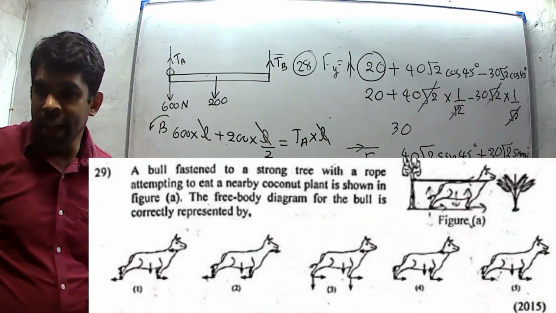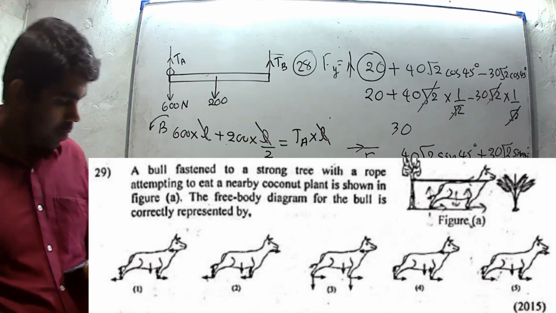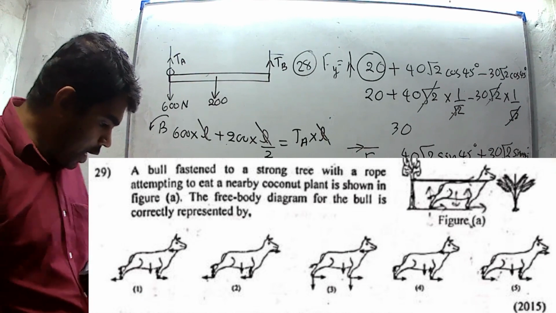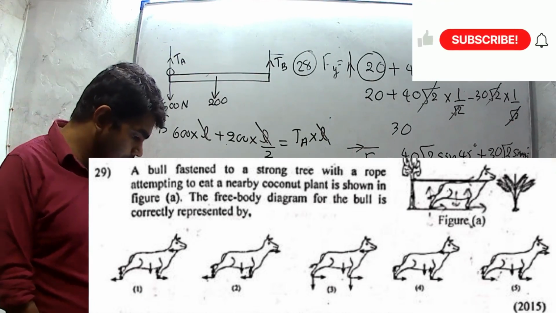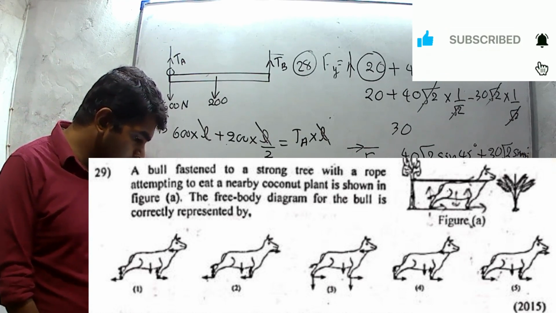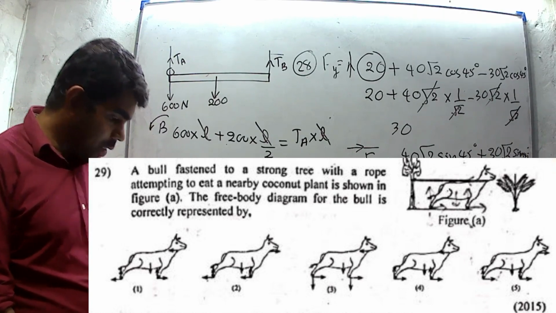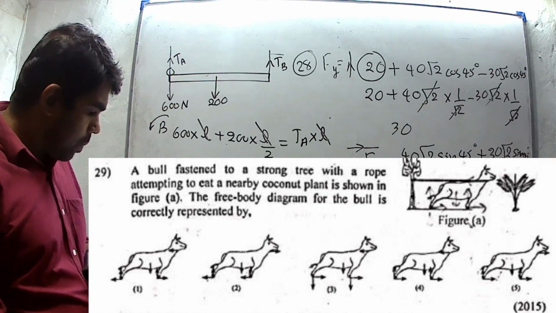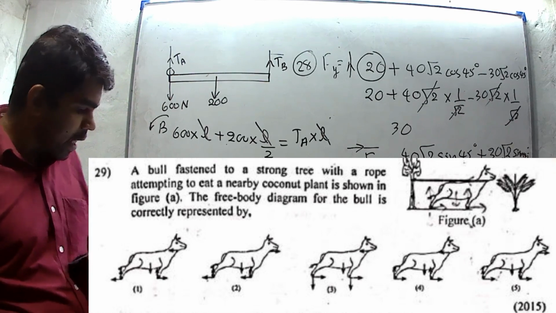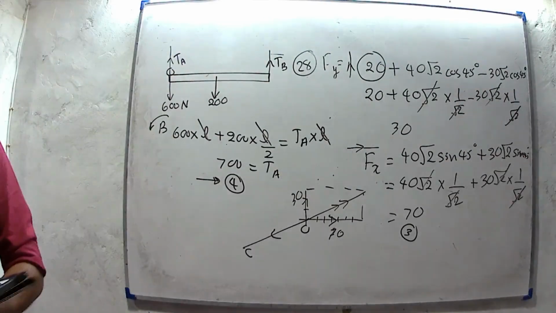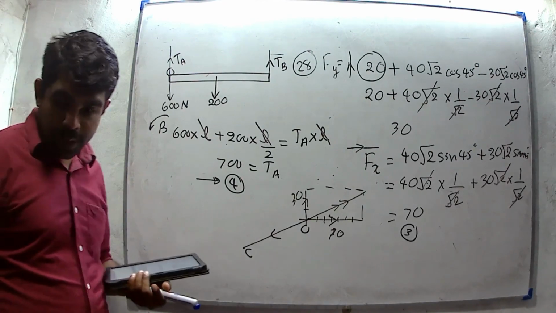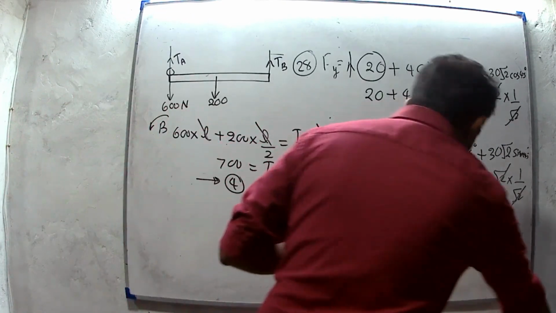Then question number 29. A bull fastened to strong tree with a rope, attempting to eat a nearby coconut plant, is shown in figure A. The free body diagram of the bull is correctly represented by. We have to draw the free body diagram. It is trying to move in right hand direction.